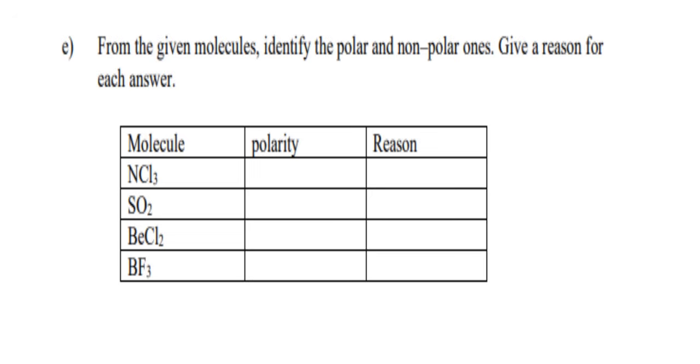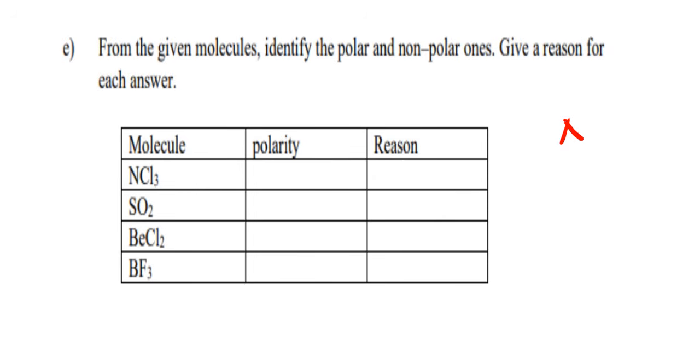Then number 2, we are asked, from the given molecules, identify the polar and the non-polar ones. Give a reason for your answer. Okay, so how are we going to comment on polarity and our reason? If we look at nitrogen, this nitrogen is connected to 3 chlorine atoms. So I can put chlorine here, I can put chlorine, I can put chlorine.